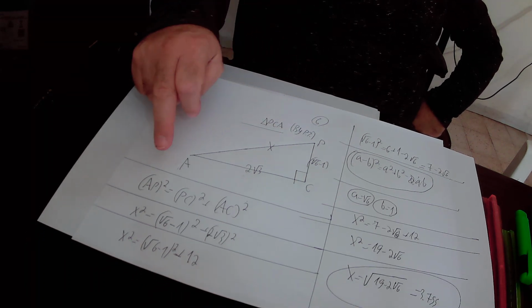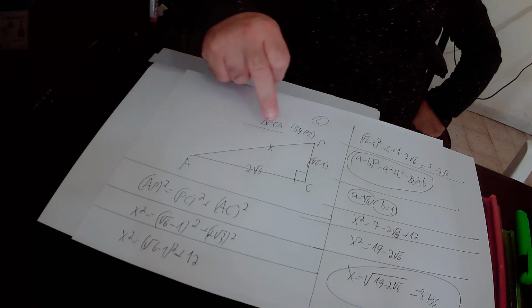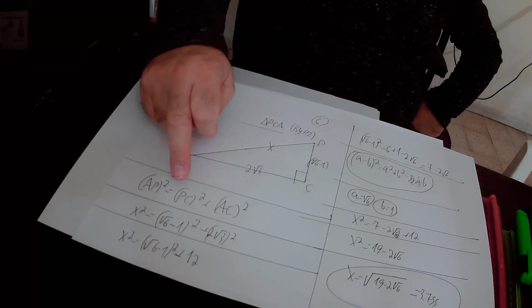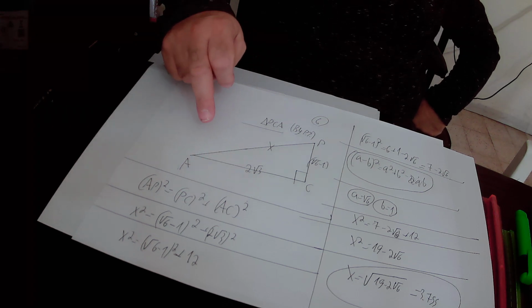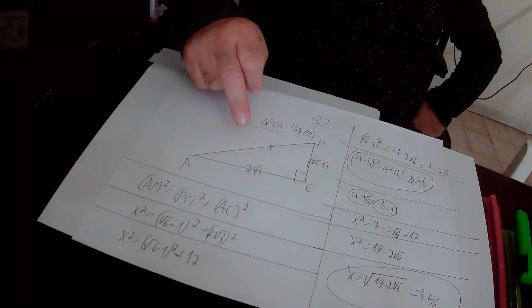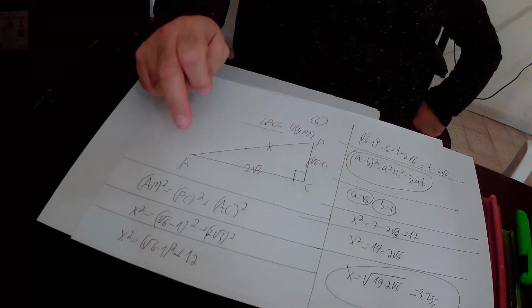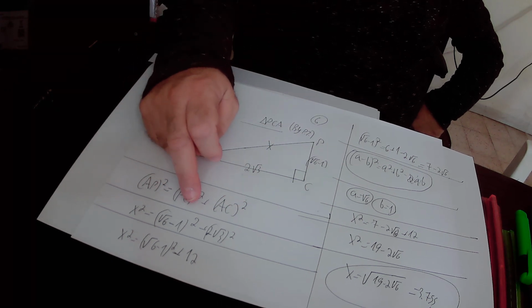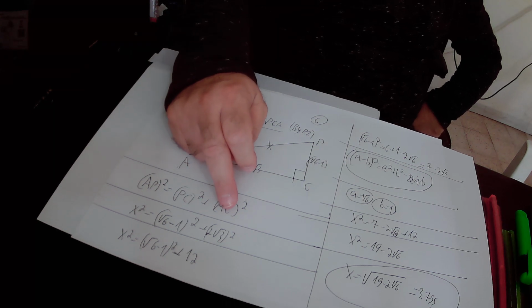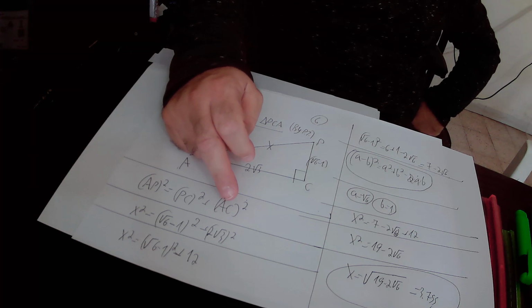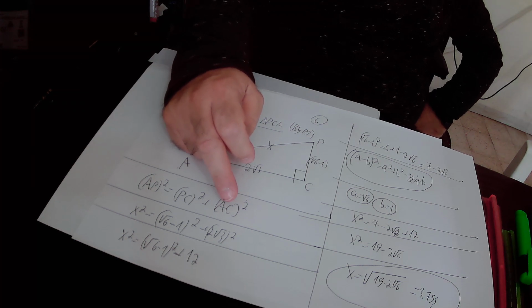AP is x, therefore AP squared is x squared, plus PC squared. PC is square root of 6 minus 1, therefore PC squared is (square root of 6 minus 1) squared, plus AC squared. AC is 2 times square root of 3, therefore AC squared is (2 times square root of 3) squared. So x squared equals (square root of 6 minus 1) squared plus (2 times square root of 3) squared. (2 times square root of 3) squared equals 2 squared, that is 4, times square root of 3 squared, that is 3. 4 times 3 is 12.